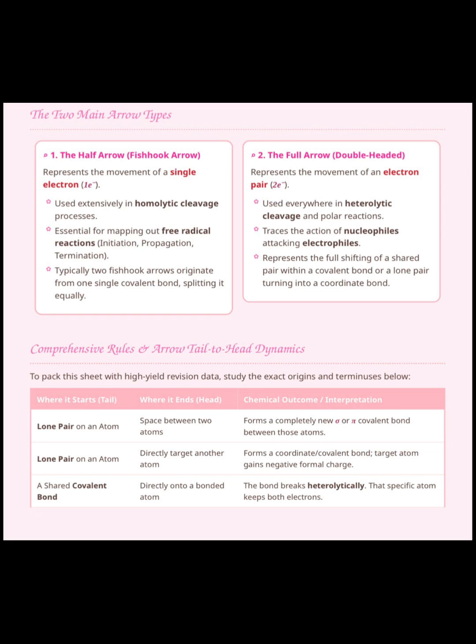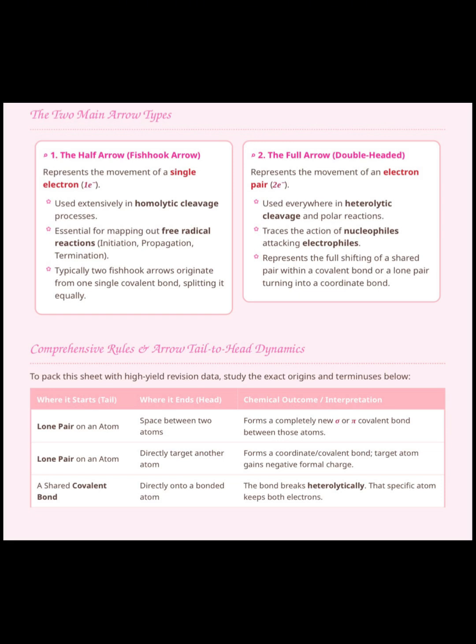You can just see them like vehicles. So on this electron highway, there are basically only two types of vehicles, or arrows. And you can just tell them apart by looking at the tip. So the half arrow, and if you look closely, the tip only has one side to it, and it looks like a little fish hook. So this means only one single electron is moving.